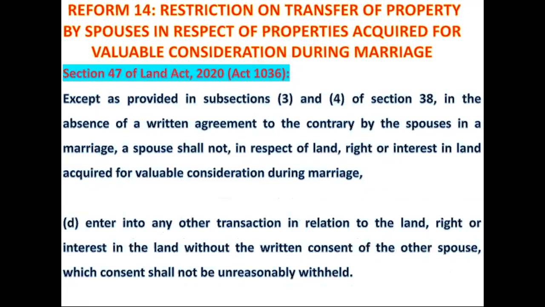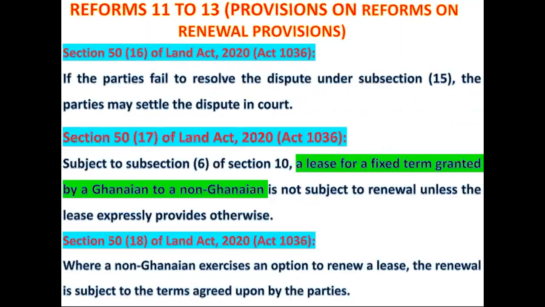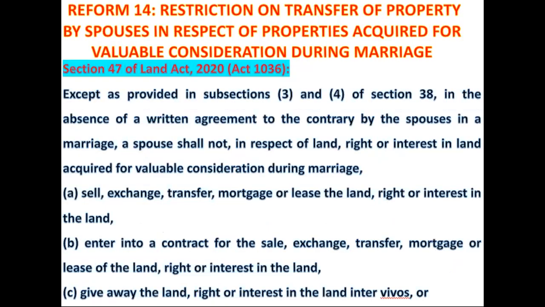So we've seen section 14 that says that for properties acquired jointly during the marriage, both spouses must be deemed to be parties to the conveyance. We've seen that if only one spouse goes ahead to acquire it, he shall be deemed to be holding it in trust for the other spouse. And we've seen that if a spouse wants to transfer, he cannot transfer unless he seeks the written consent of the other spouse, and that consent shall not be unreasonably withheld.